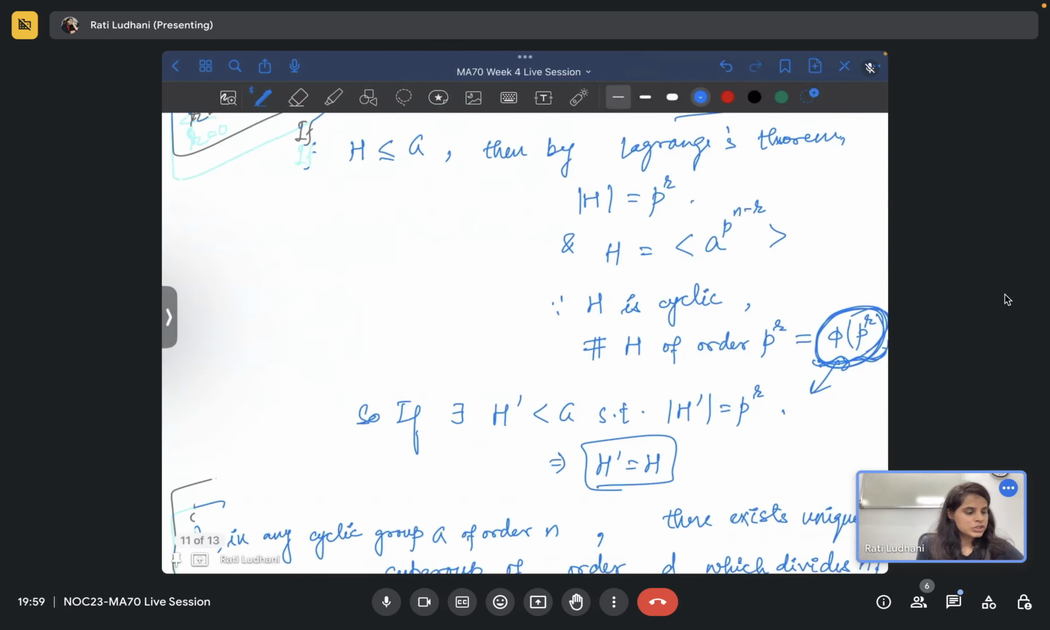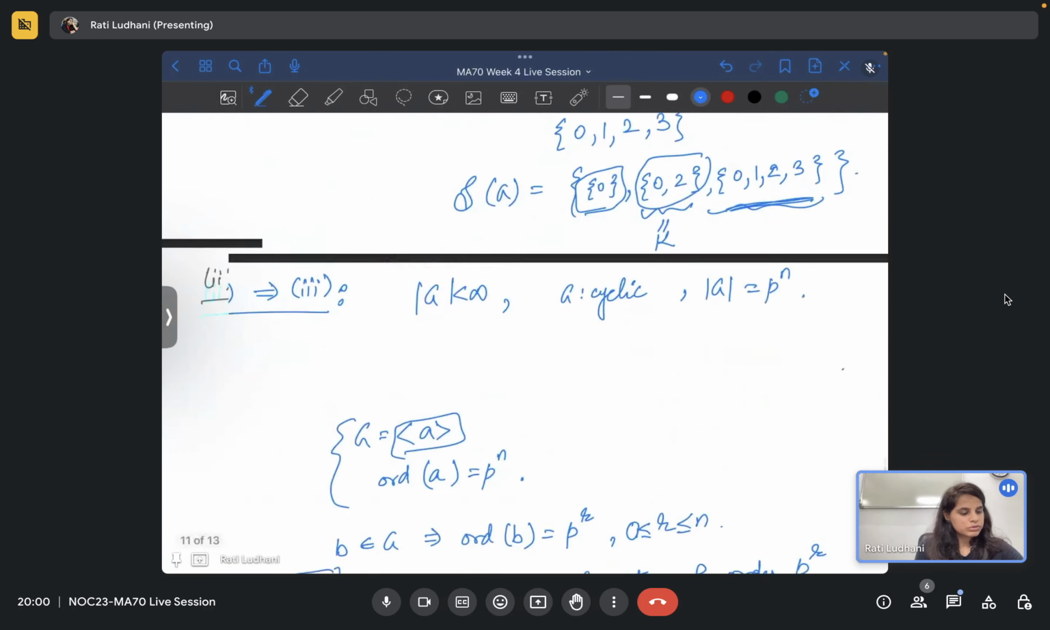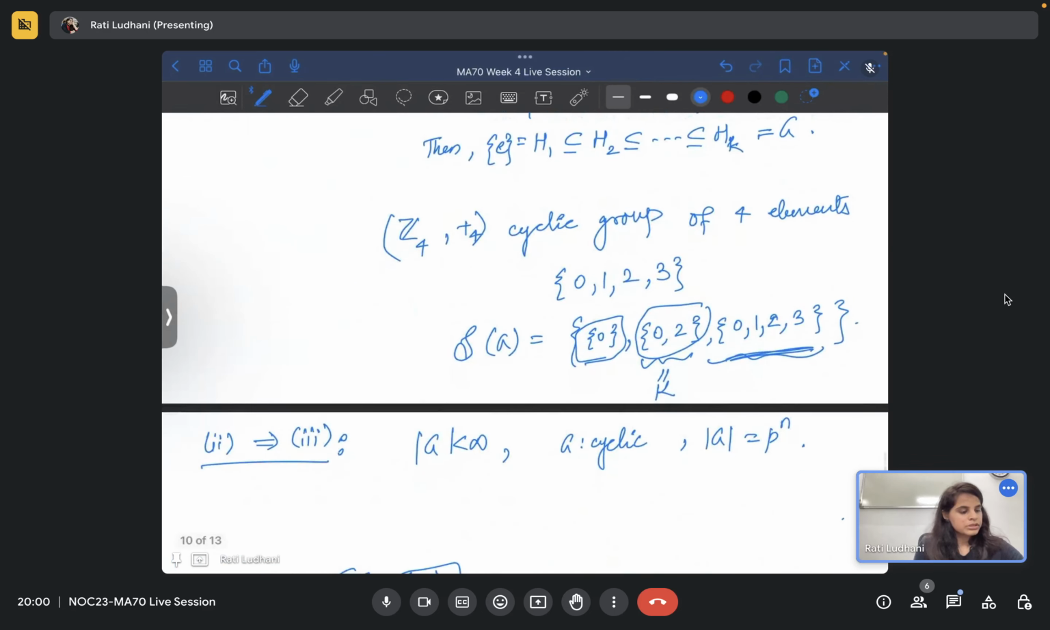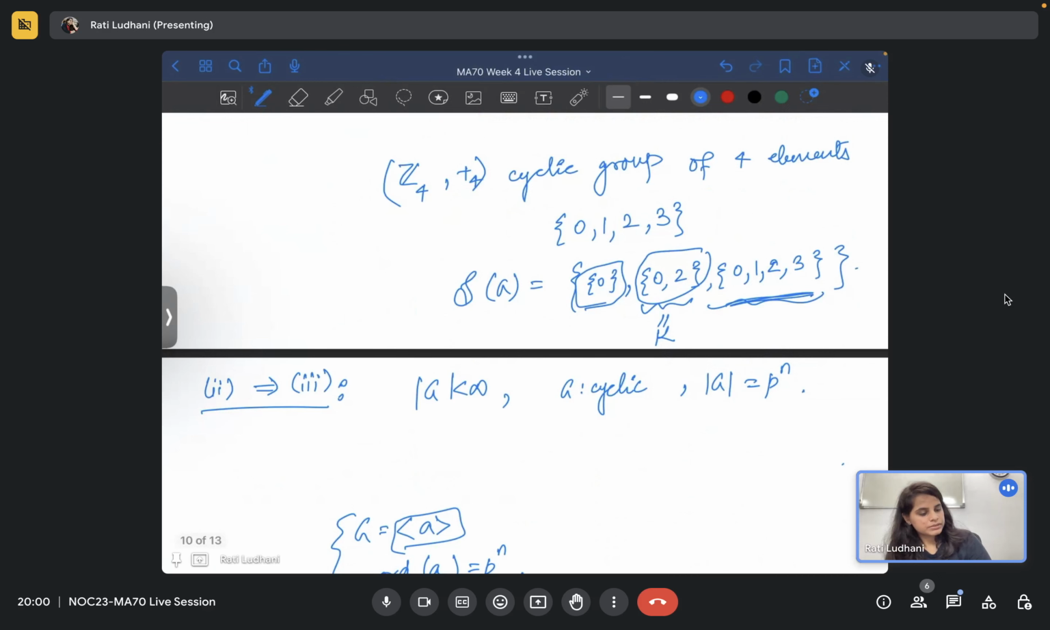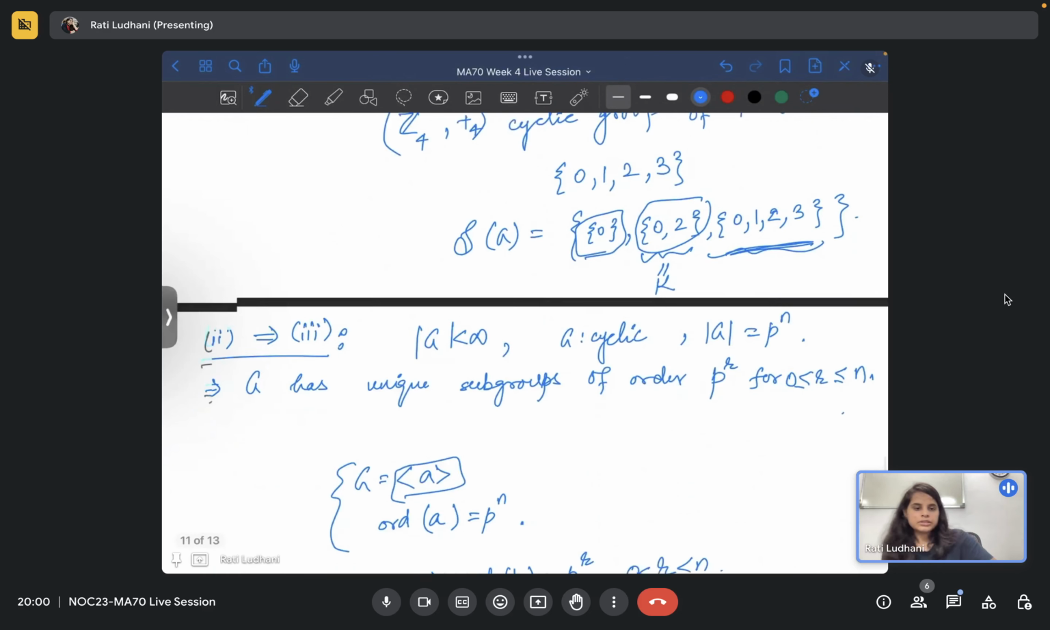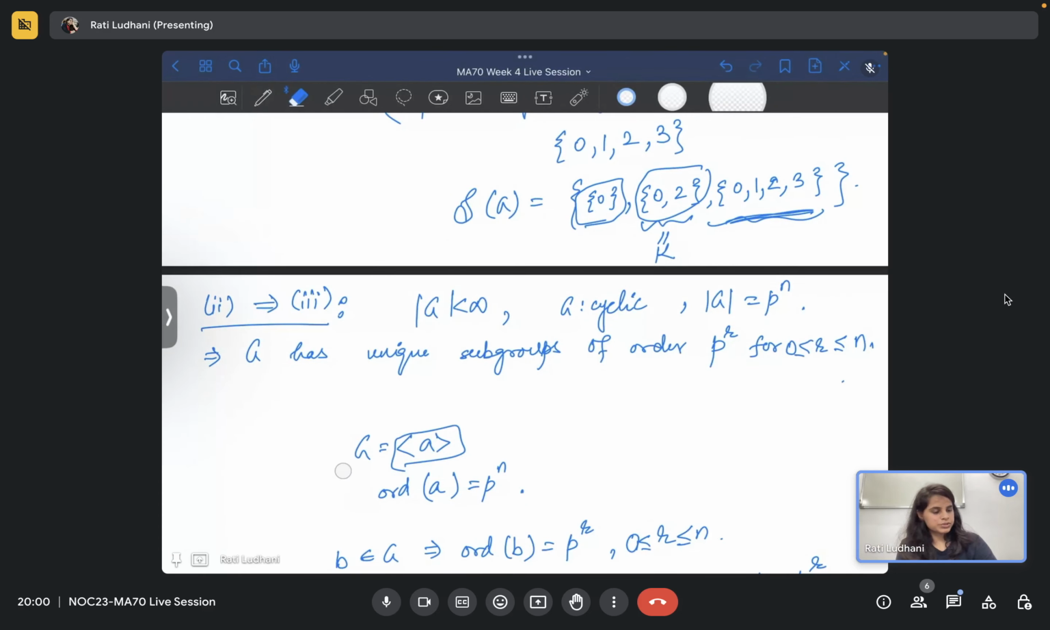So using this, what will we have? This implies G has unique subgroups of order p raised to power r, for r from 0 to n, right? So this will have unique subgroups. Now what does this imply?